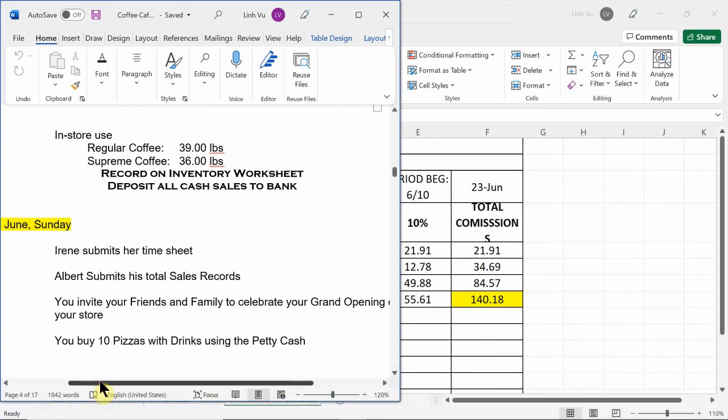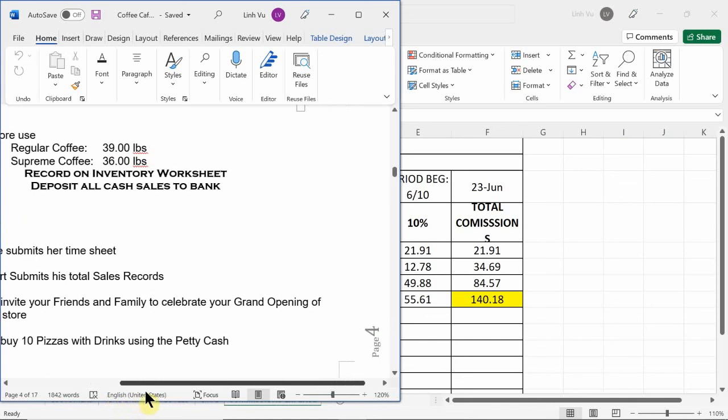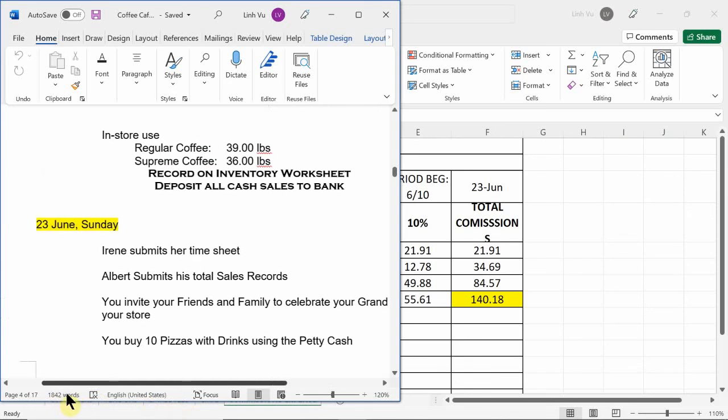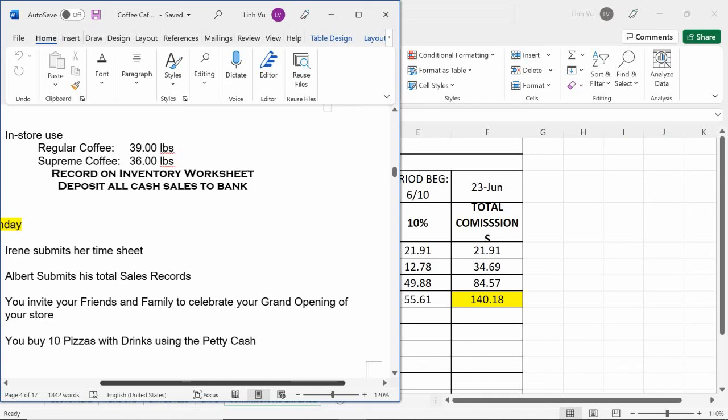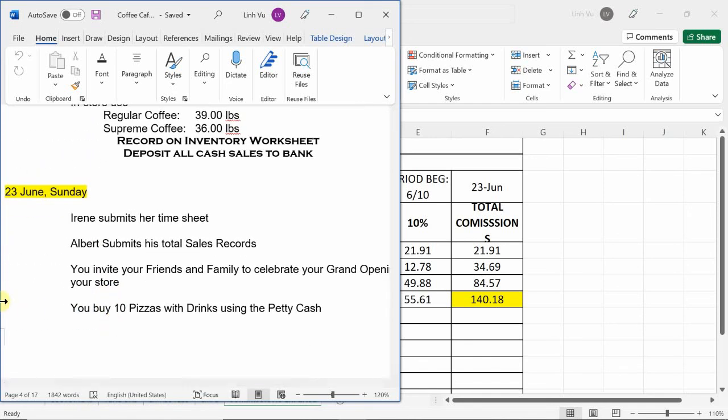Now, of course, you invited your friends and family to celebrate the grand opening of your store. You go out and buy pizza, or you, meaning the owner, go buy pizzas and drinks using petty cash. So how am I going to record this transaction? Do you know how much we spent? There's pizzas and drinks. Do we know how much? No. But I paid with the petty cash. We can notate it, but there's no receipt. Notate it? What do you mean by that? Like in the petty cash. Good.